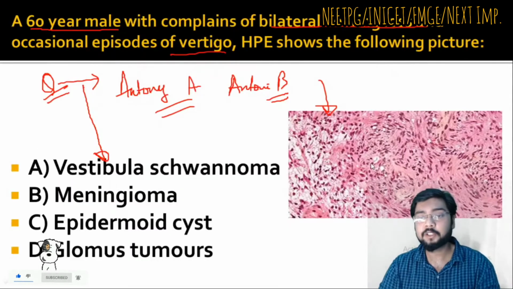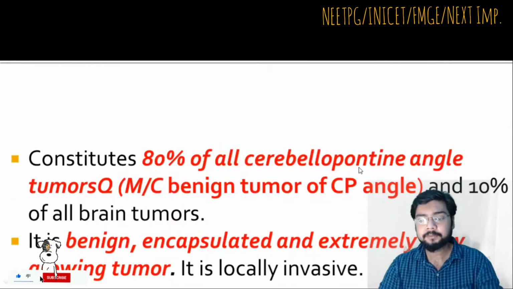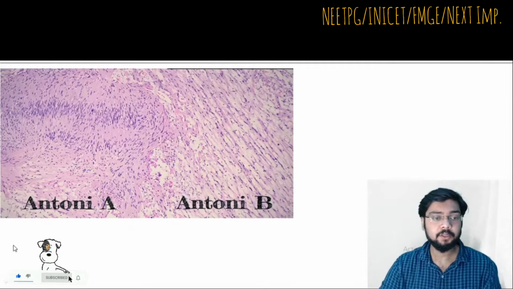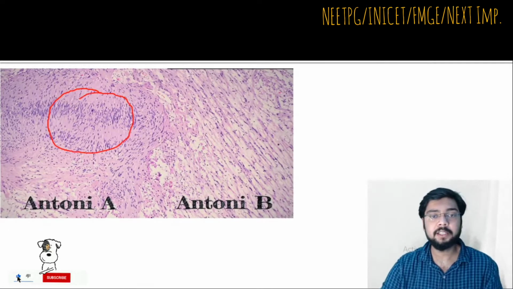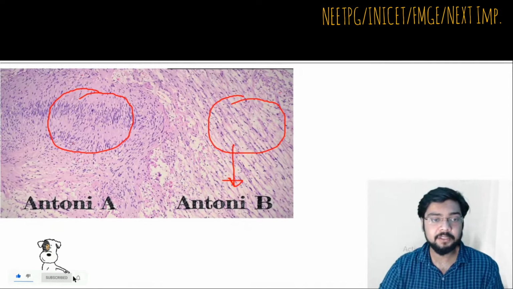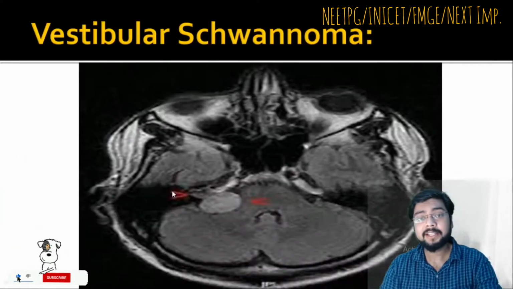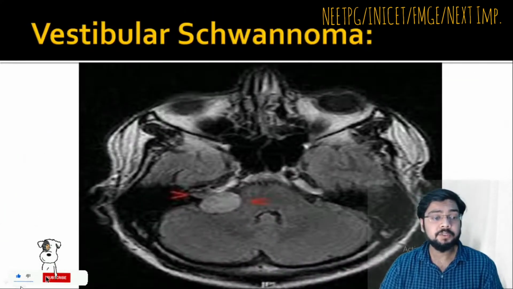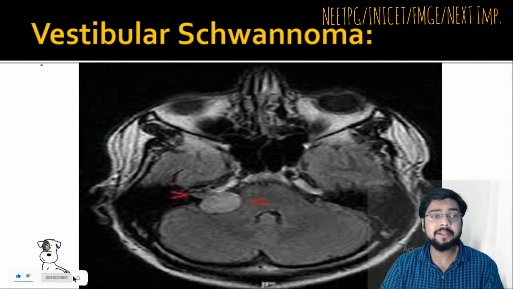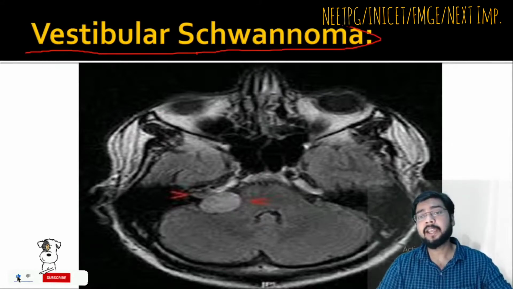If we go to this histopathology slide again, Antoni A will be your denser part, right? Like this one. This part is your Antoni A area, and the less dense part is your Antoni B area. So it's very easy to identify, as they have given Antoni A and Antoni B this time. Next time they can ask you other questions from vestibular schwannoma. So that is why we can discuss a few important questions from vestibular schwannoma that can be asked in your future NEET PG.